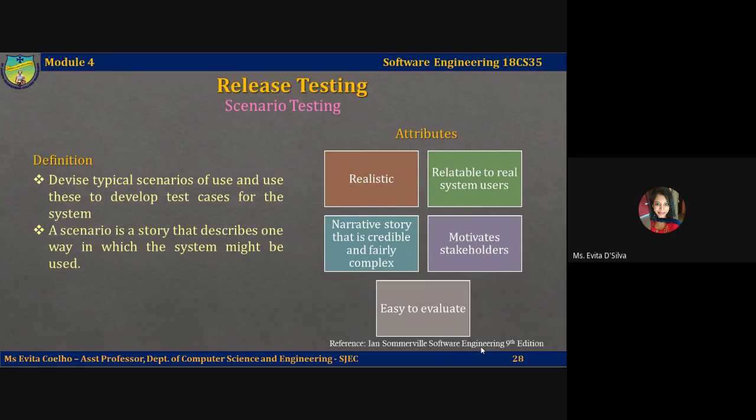These are a few attributes listed here for good scenarios. A scenario test should be narrative, a narrative story that is credible and fairly complex. It should motivate stakeholders, that is, they should relate to the scenario and believe that it is important that the system passes this test. Scenario tests should be easy to evaluate. If there are problems with the system, then the release testing team should recognize them.